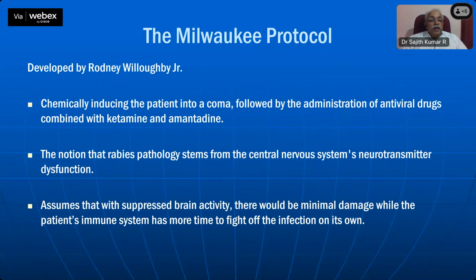Now, in the management, there have been two protocols which have been found to be successful, at least on an experimental basis. One is the Milwaukee protocol, in which the patient is induced into a coma for a period of a few weeks, during which time we expect that the central nervous system neurotransmitter dysfunction will completely disappear. And occasionally, this has been associated with administration of antiviral drugs, that is usage of amantadine, and the patient is always under sedation and they are suppressed with the respiratory support using ketamine and other things. And it is assumed that with suppressed brain activity, there will be minimal damage and the immune system is given more time to fight off the infection on its own. And occasionally, this has been found to be useful. And there have been reports, as you can see in the next slide.